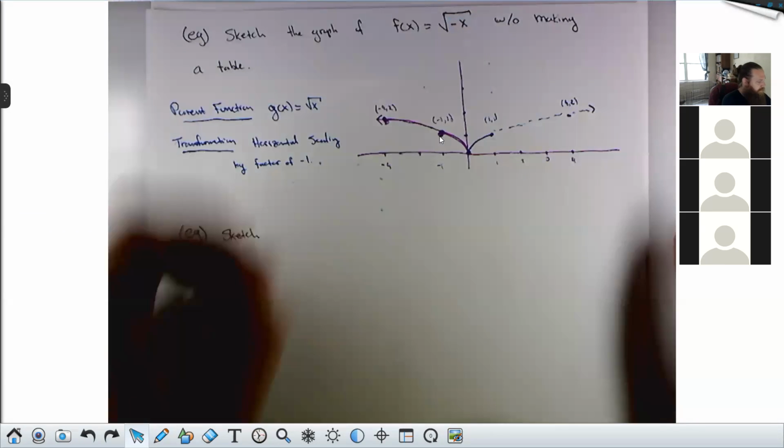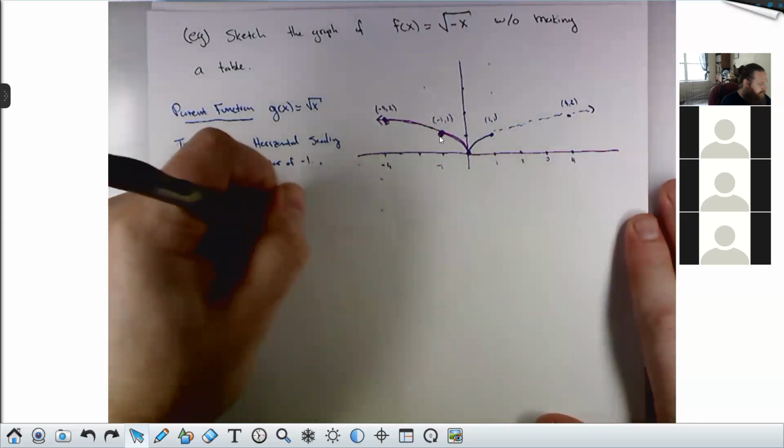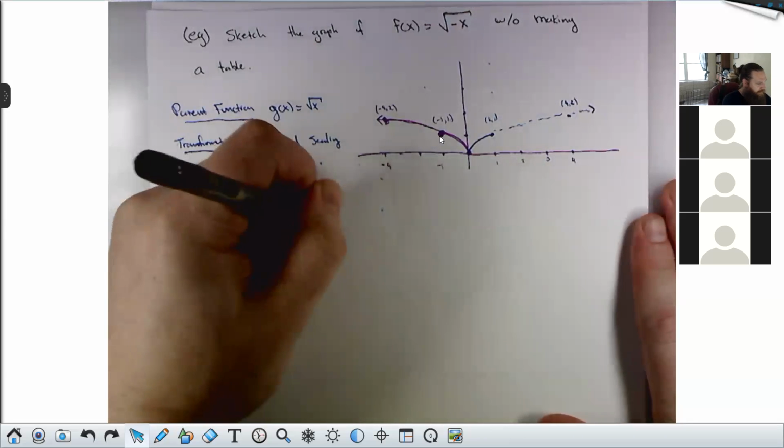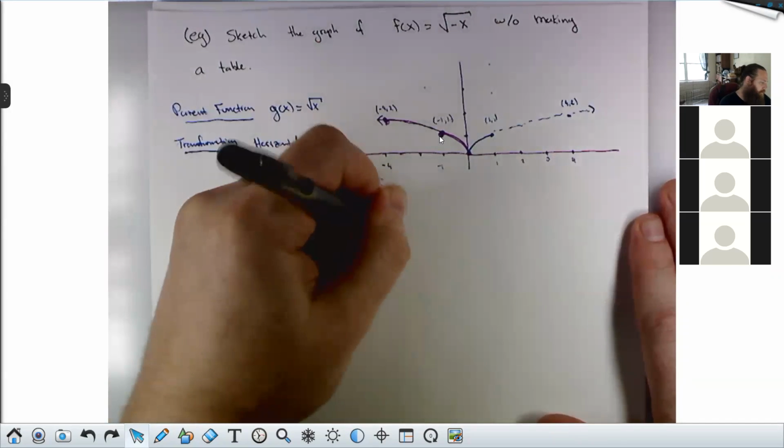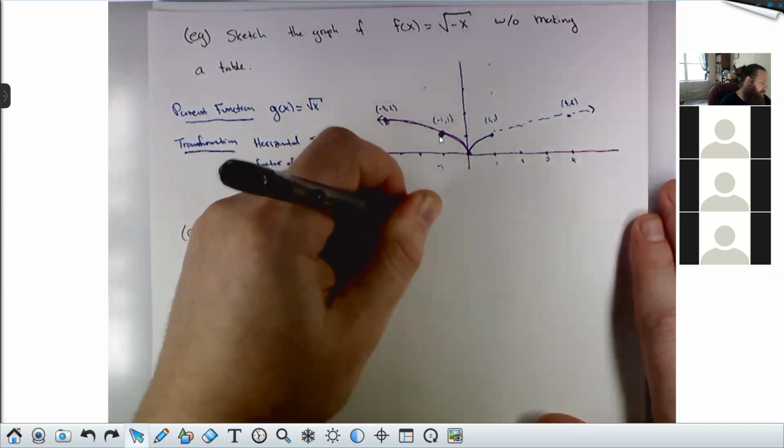All right, let's sketch f of x equals 2 times the absolute value of x by plotting points.